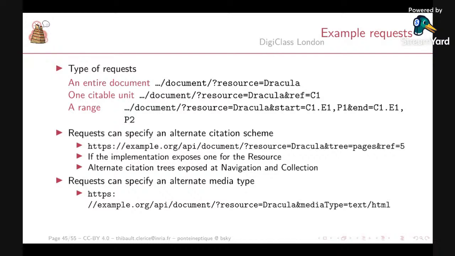So here are 3 examples of URIs, not very, very interesting, but just so that you can see. And you can specify, like in navigation, a different citation scheme. So citation tree, basically, if you see resource Dracula, 3 pages, and so you will be asking for page 5, basically.